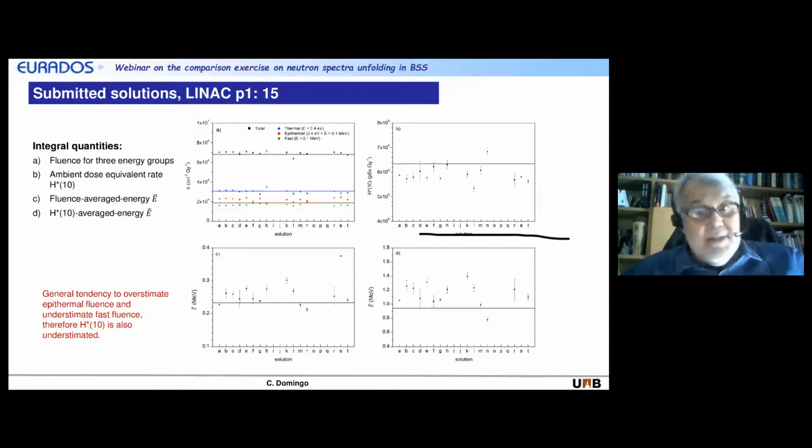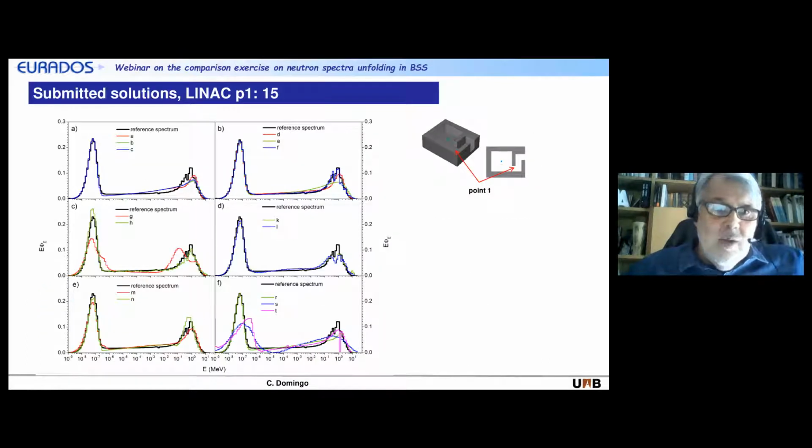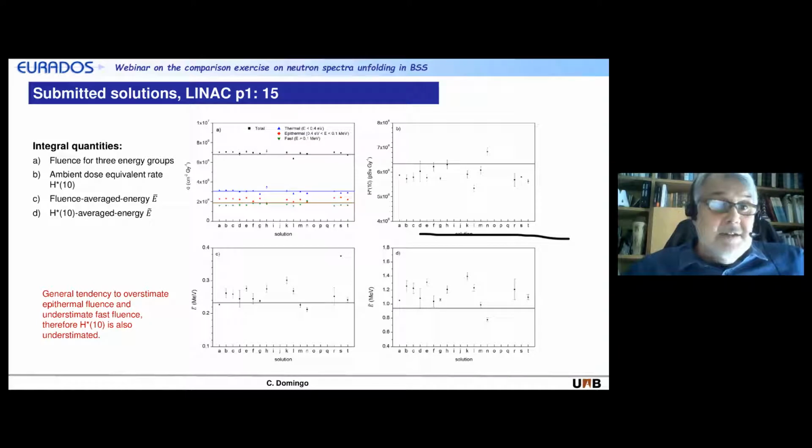So there's some systematic mistake here, in the sense that probably a small difference in the fluence fractions, as were seen here for the high energy, are affecting very much these H star 10 values. The same happens for the fluence average energy and the H star average energy because of these small variations in fluence.